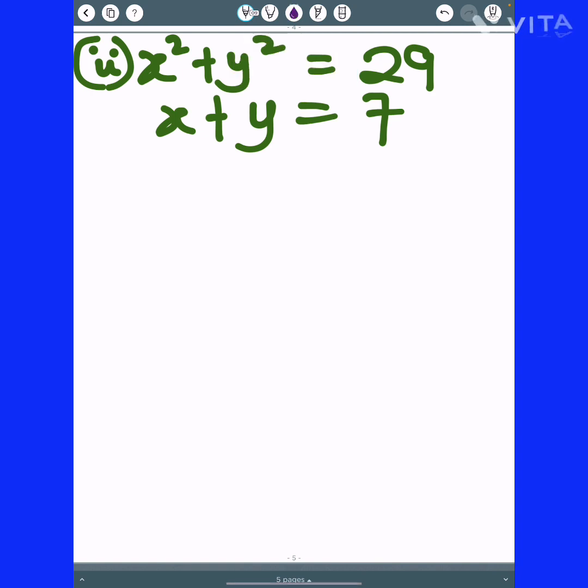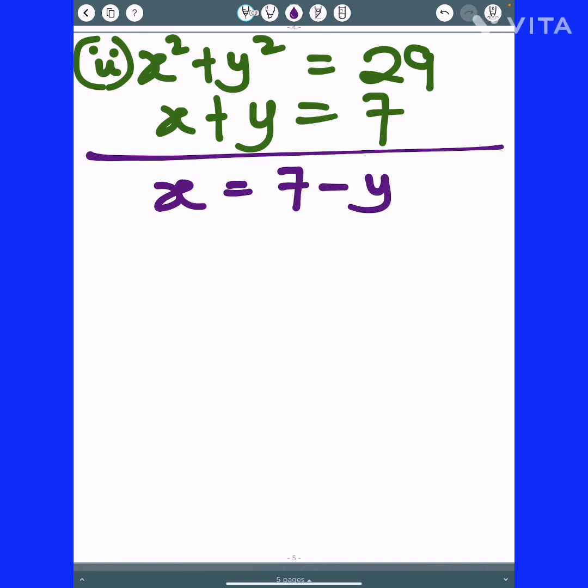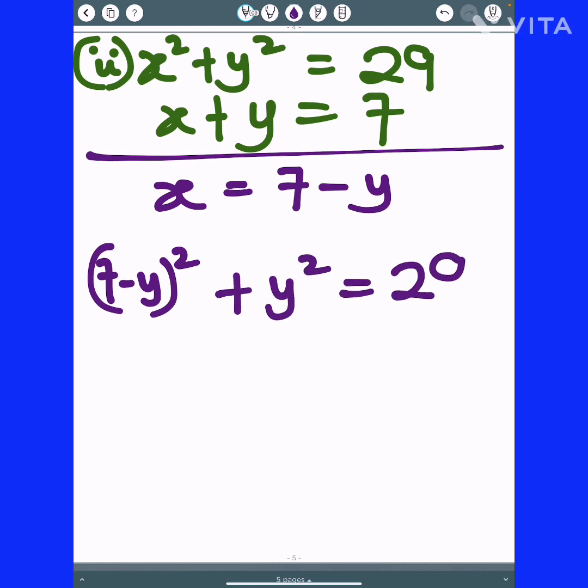So first, from the second equation, x plus y is 7, so x is 7 minus y. Anywhere I see x in this equation, instead of writing x, I'll write 7 minus y squared. That stands for x squared. So 7 minus y squared plus y squared is equal to what? 29. Please, I'm sorry about this aeroplane.